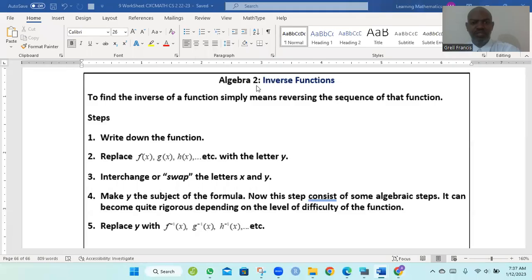Algebra 2, inverse functions. To find the inverse of a function simply means reversing the sequence of that function. So I repeat, to find the inverse of a function, you simply reverse the sequence of that function. So here are the steps.